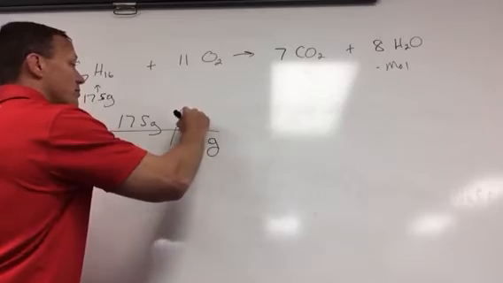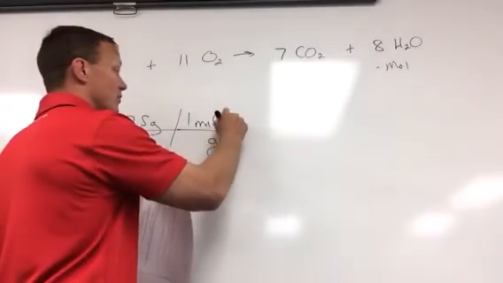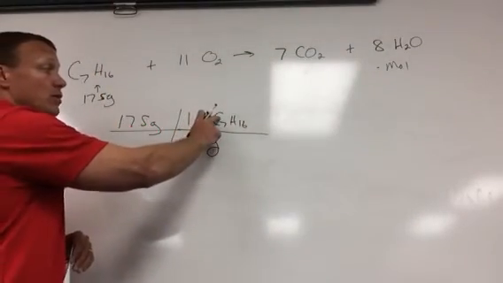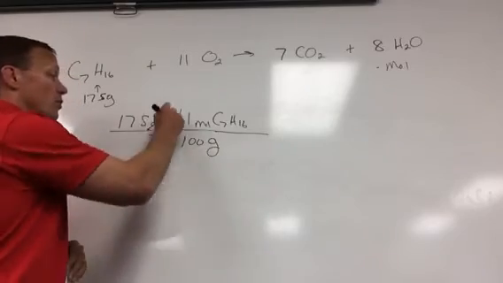So we need grams on the bottom for a mole. Again, I would write down what you have a mole of. In this case, it's a mole of C7H16 we're trying to figure out. So from the periodic table, 12 times 7 is 84, plus 16 is 100 grams for a mole.